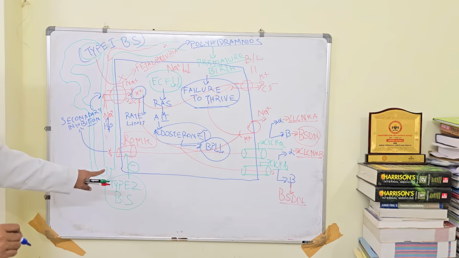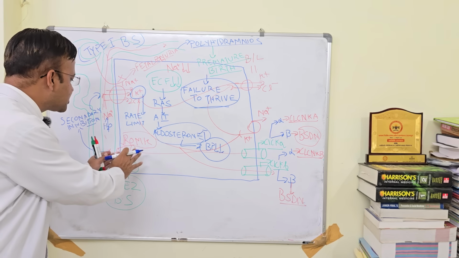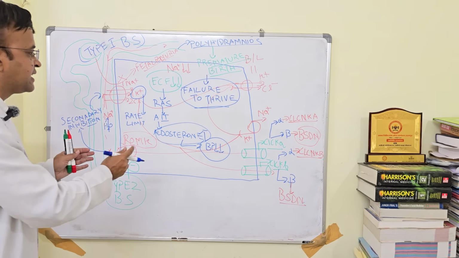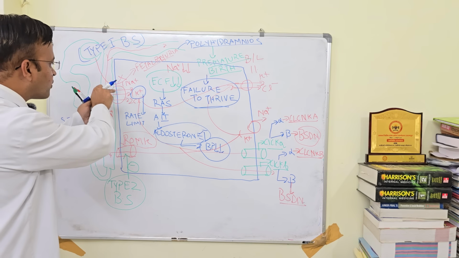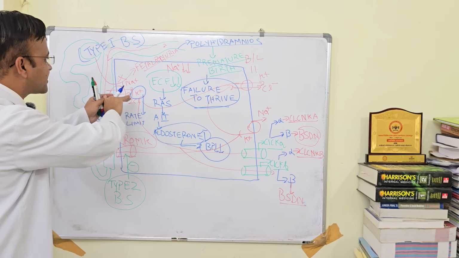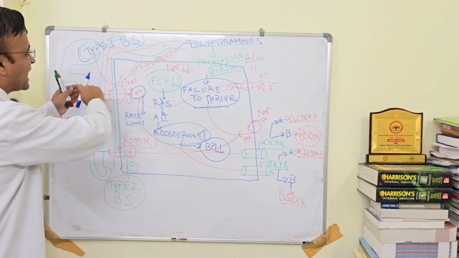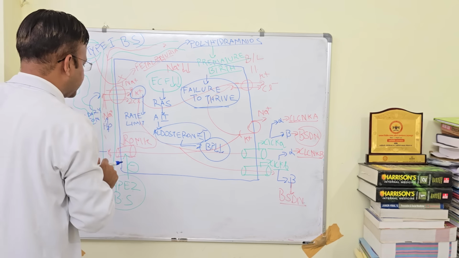So what will happen in type 2? The ROMK channels will be blocked, so potassium won't come over here. If potassium doesn't come over here, it won't participate in this ion transport. So this will be inhibited secondarily.